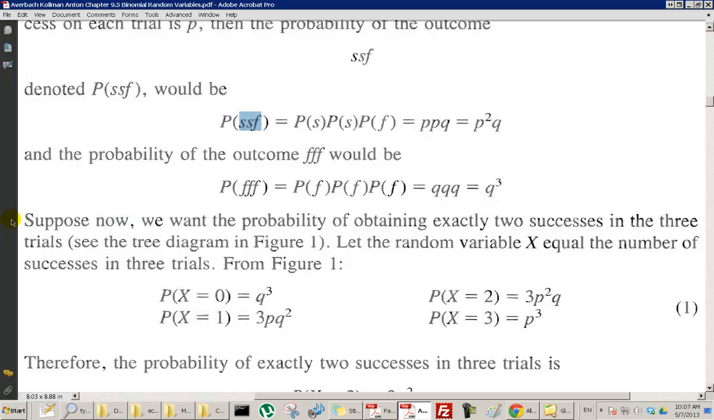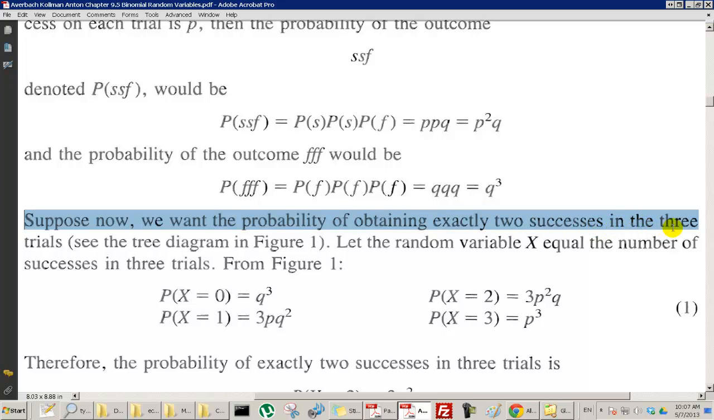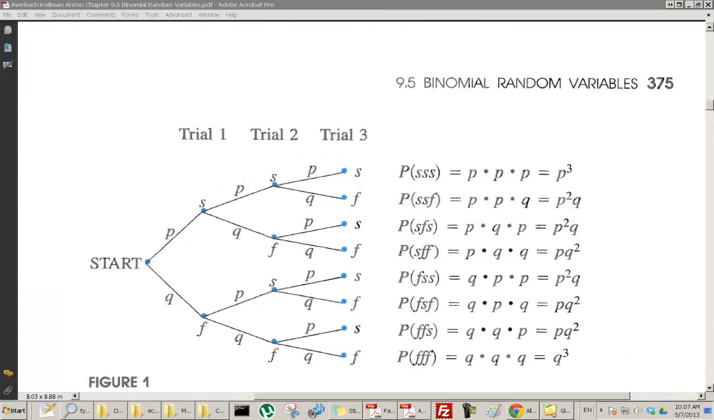So they say, suppose now that we want the probability of obtaining exactly 2 successes in 3 trials, but not in a particular pattern like this, but just 2 successes. See figure 1. So here's figure 1. We could get S, S, F. That would be one way. We could get S, F, S. That would be another way. We could get F, S, S. And that's the third way. I don't think there are any other ways to do it.